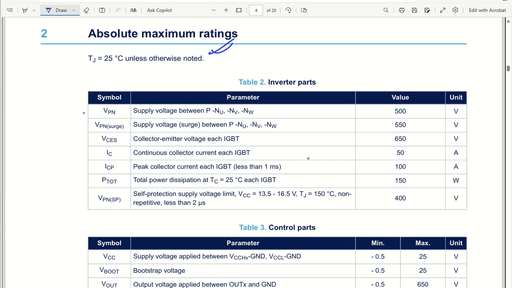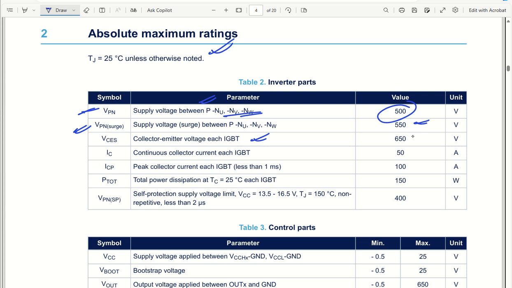You will see that VPN, that is the high voltage input between the positive voltage, and NU, NV, and NW is 500 volt. So 500 volt is the maximum voltage that you can apply, and surge voltage can reach 550 volt. We have collector emitter voltage for each IGBT, which will reach up to 650 volt. Okay, so the IGBT rating is 650 volt.